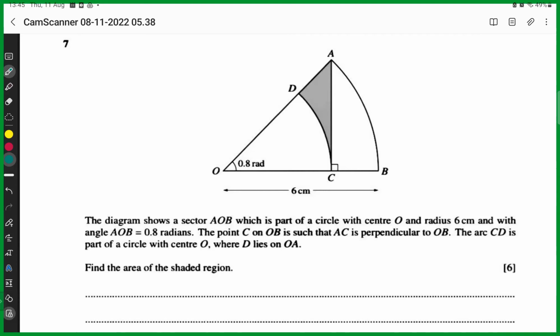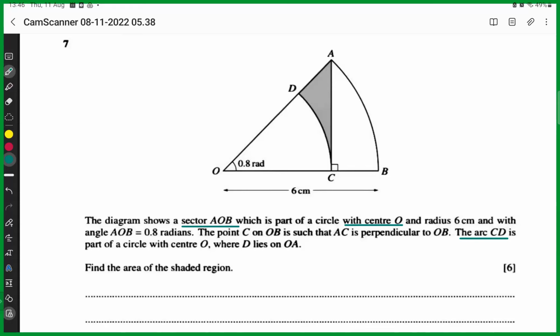Okay. Now for this question, you can see two arcs basically. This is important. The diagram shows sector AOB. So AOB is a sector and this center is O, right? So for arc AB, O is the center. Then the arc CD is part of a circle with center O. Again, CD is another circle. CD is basically an arc that is part of another circle, but again the center of that circle is O.